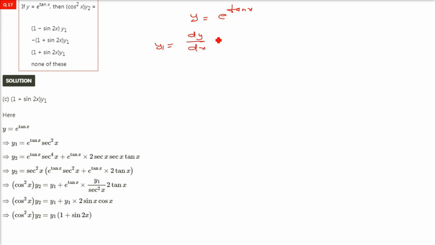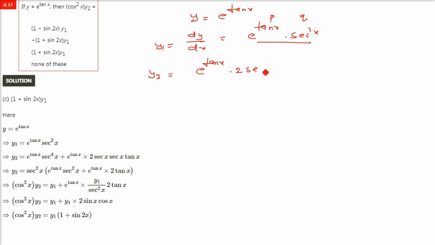So y is this one, dy by dx, that is y1 we are calling it, is e to the power tan x, and differentiation of tan x is going to be sec square x. Now y2, so we have 2 terms here. This is the first term, this is the second term. So this y1 we are going to reuse. Please remember, e raised tan x into sec square x will be reused just now. But we have to now do the product rule.